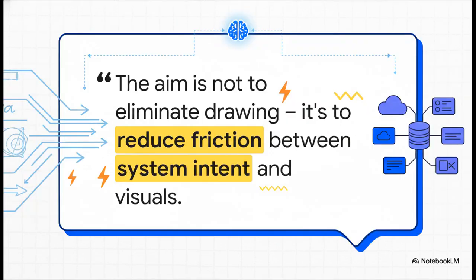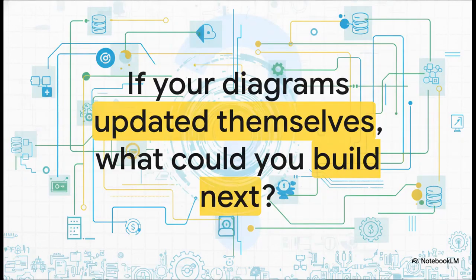And it's so important to get the ultimate goal here. The point is not to get rid of drawing or to replace human expertise. It's all about drastically reducing the friction between the idea in your head, the system's intent, and a clear visual diagram that your entire team can actually understand and build on. And that leaves us with one final, really powerful question to think about. If your architecture diagrams could just keep themselves up to date, perfectly reflecting your real system all the time, what could you and your team build next? What new level of innovation is suddenly possible when all that friction is finally gone?